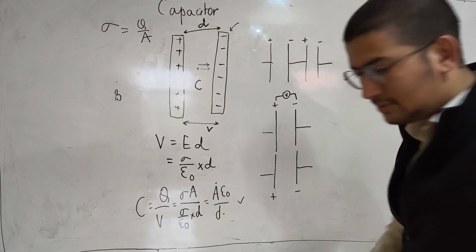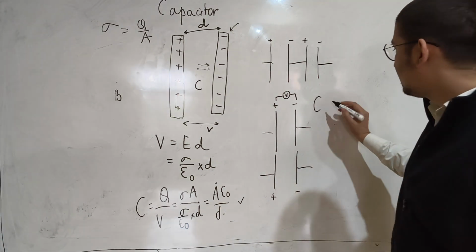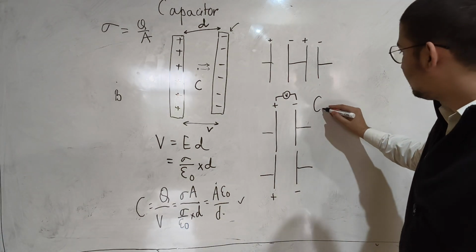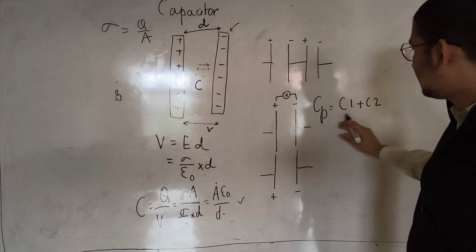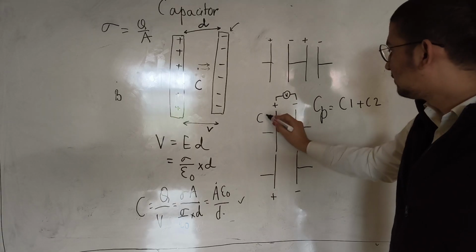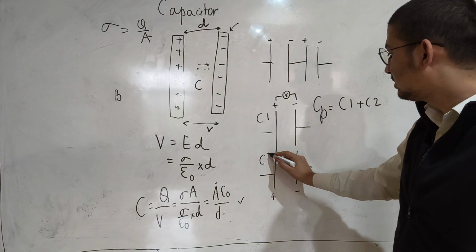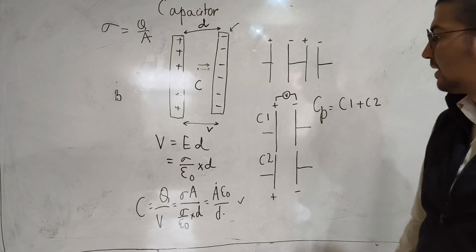So I can write that the capacitance of capacitors in parallel Cp is C1 plus C2, where C1 is the capacitance of the first capacitor and C2 is the capacitance of the second capacitor.